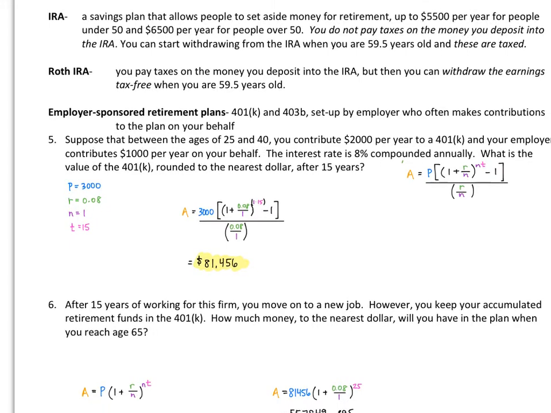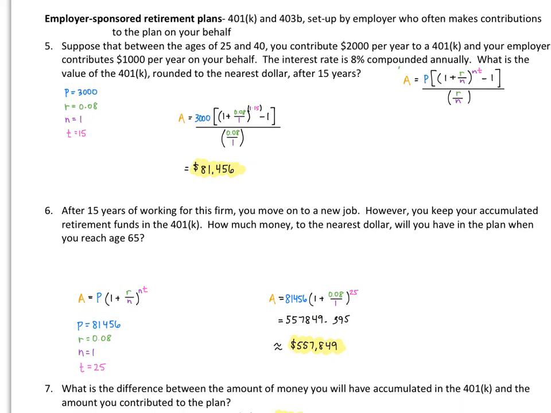So what does that mean? Well, it means we're going to be using this formula now, because now I'm not depositing any more money, okay? It's just going to sit there. So my amount of money, my principal, is what I ended my other job with, $81,456. It still has an 8%. It's still compounded annually. This time, it's going to sit there for 25 years because I'm 40 years old now. Okay, and I want it to sit there until I'm 65.